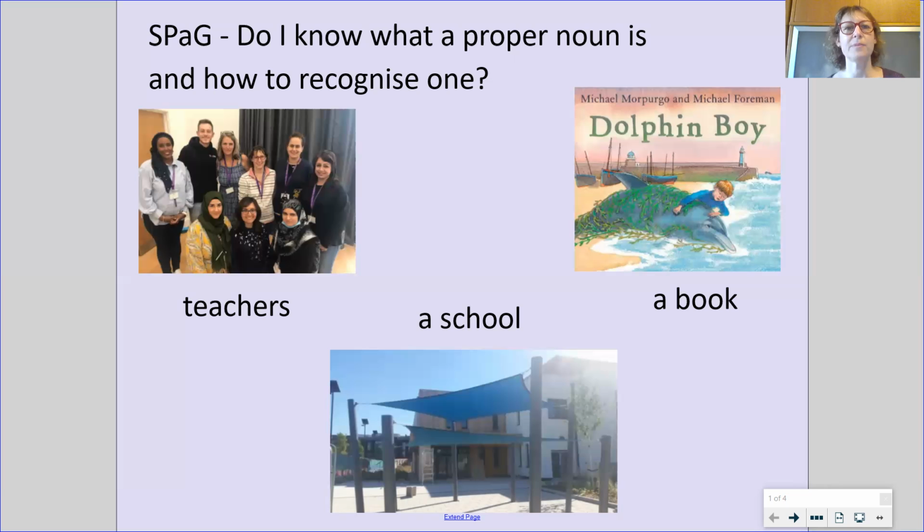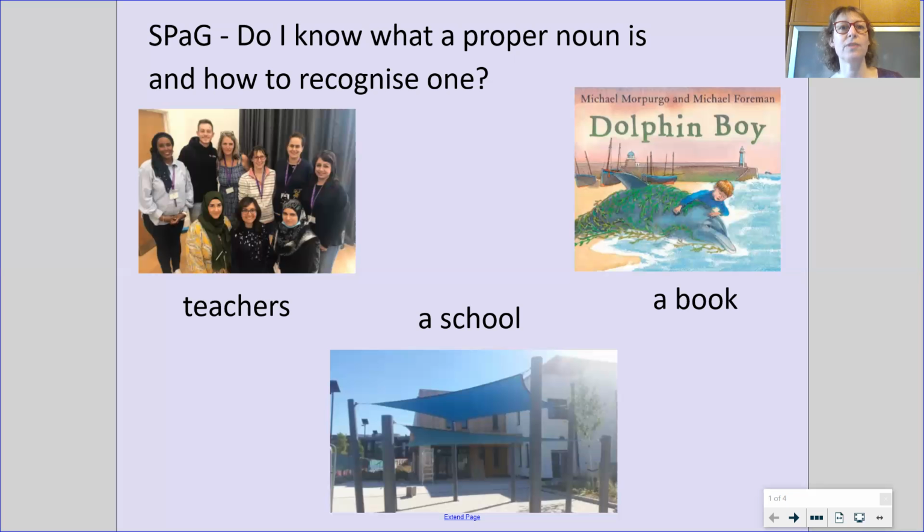Now, sometimes proper nouns can be a bit confusing. If you take the pictures we had at the very beginning, all of those proper nouns have more than one word, and every single one of those words has to have a capital letter. So if you take the teachers, and I've chosen Mrs. Abdi, Mrs. Cousins, and Mrs. Kang, you'll notice that both Mrs. and Abdi have to start with a capital letter.